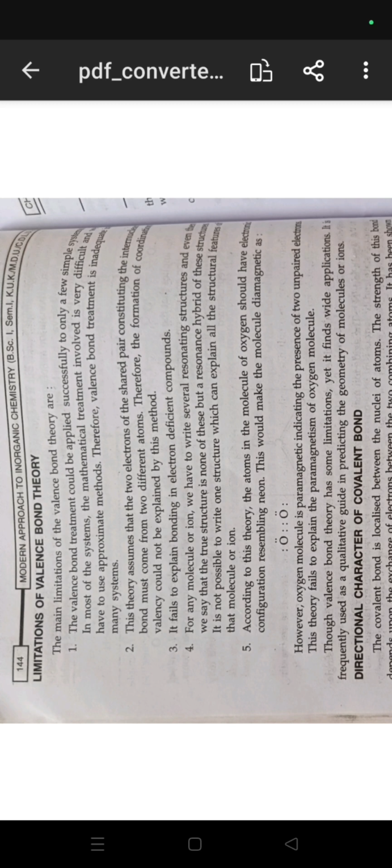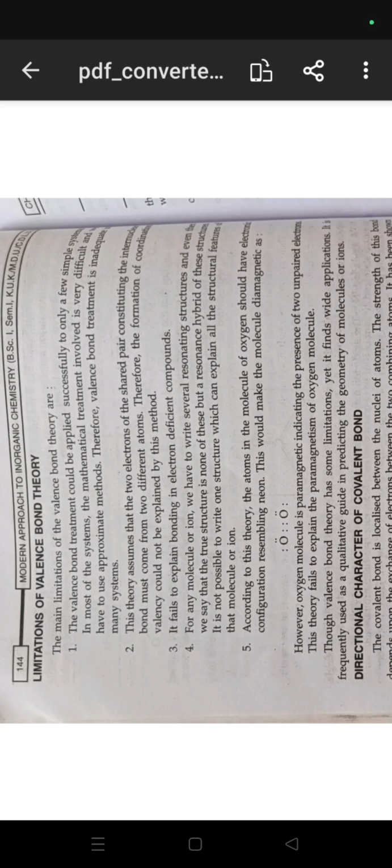Second, this theory assumes that the two electrons of the shared pair contributing to the internuclear bond must come from two different atoms. Therefore, the formation of coordination valency cannot be explained by this method. Third, it fails to explain the bonding in electron deficient compounds.